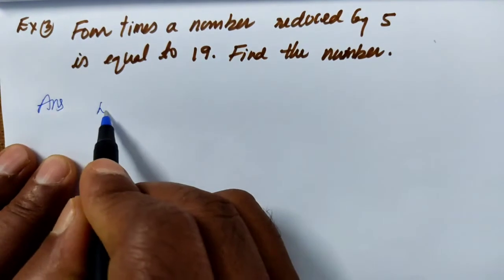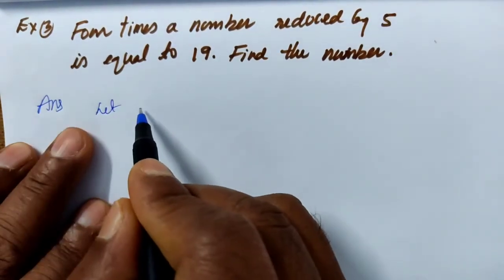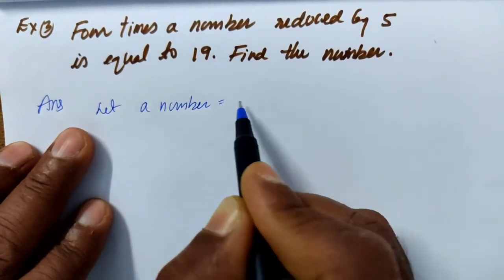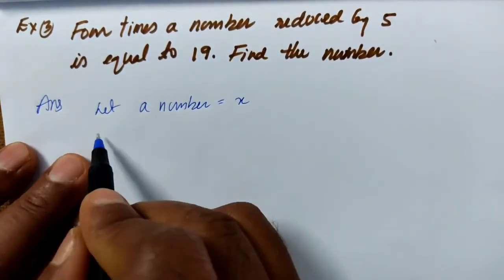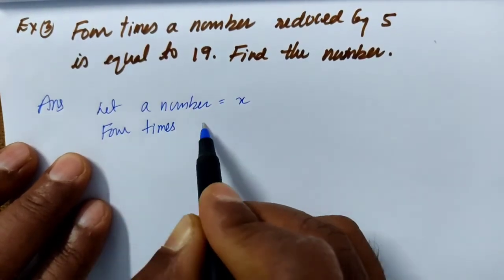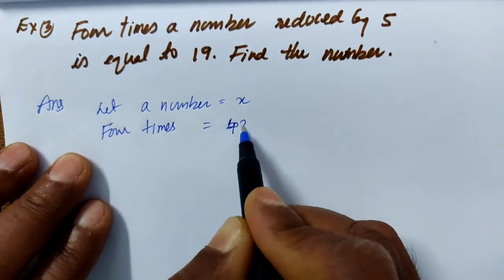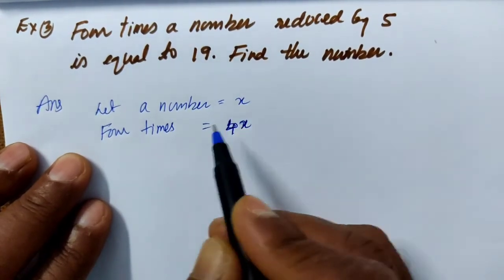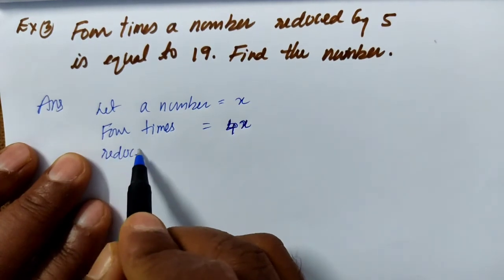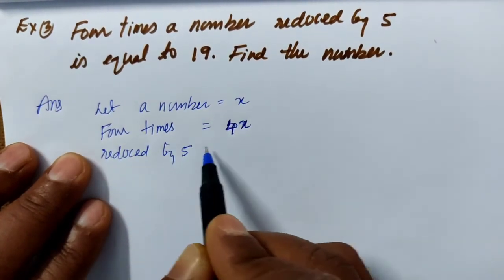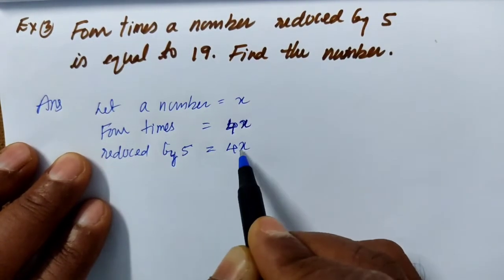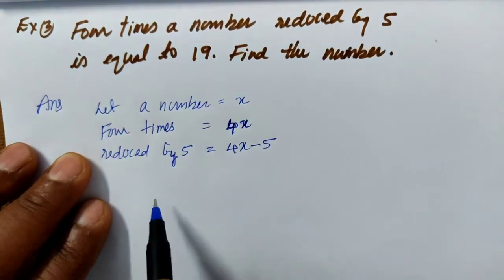Let a number be equal to x. So 4 times a number is equal to 4x. 4 times means 4x. So it is reduced by 5. That is 4x reduced by 5, 4 times a number reduced by 5.